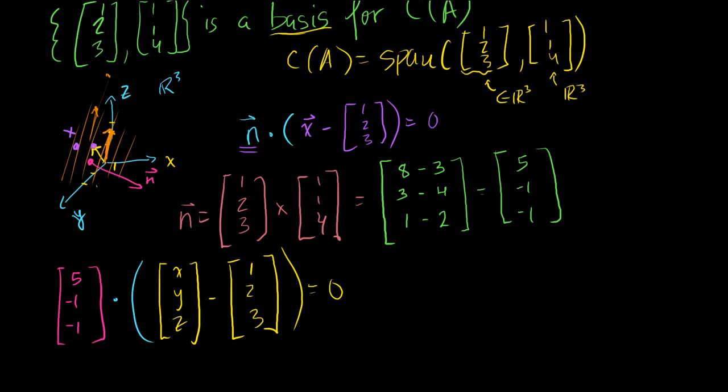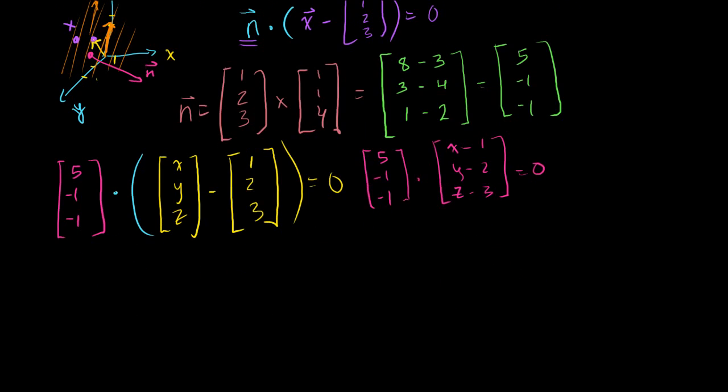So what's this? This is going to be equal to (5, -1, -1) dot, what's this guy going to be? (x minus 1, y minus 2, z minus 3), which has got to be equal to 0. And what's the dot product? It's 5 times (x minus 1) plus minus 1 times (y minus 2) plus minus 1 times (z minus 3) is equal to 0. That's just the definition of our dot product.